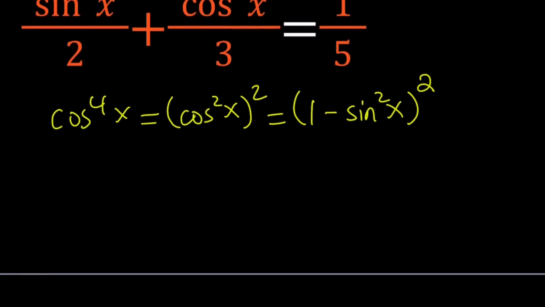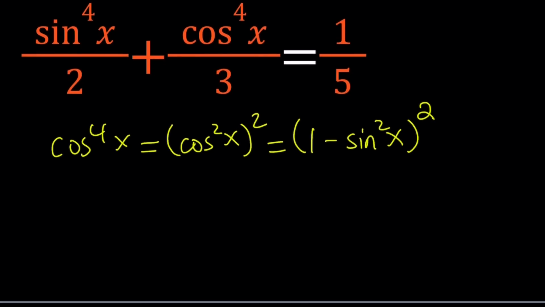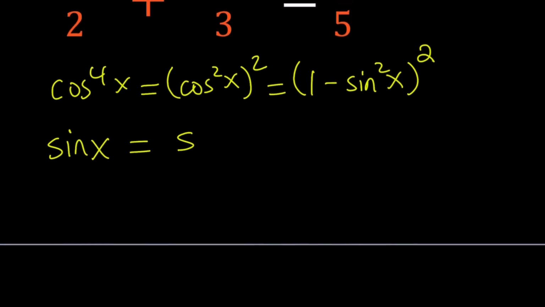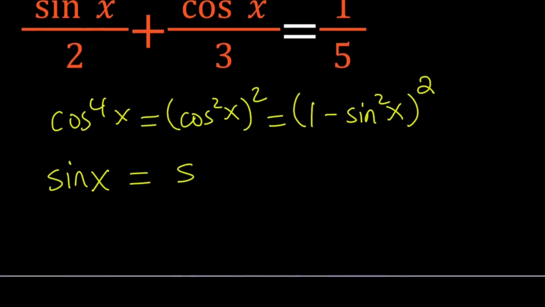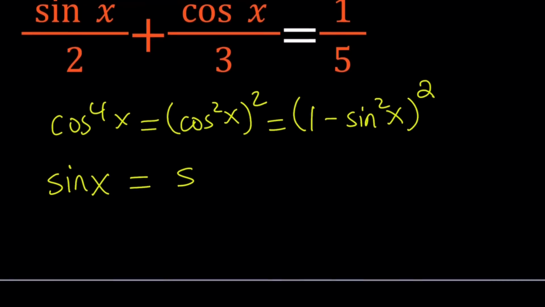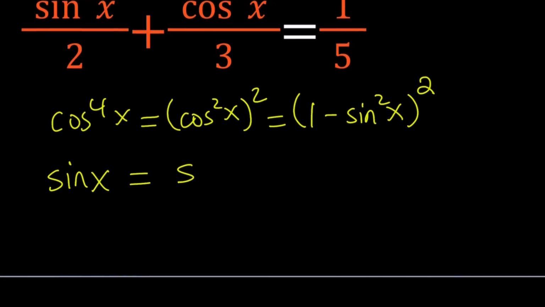Now, we were able to write cosine to the fourth power in terms of sine, but sine to the fourth power is already sine. So let's go ahead and rewrite our equation and also call sine x s in the meantime. It will save a lot of time and energy if you do this, because sometimes you have to write sine x so many times that it's much more economical to use a letter. Okay, so s stands for sine x.